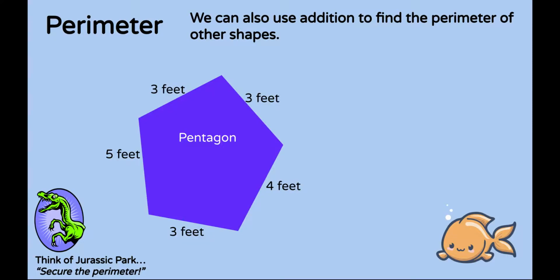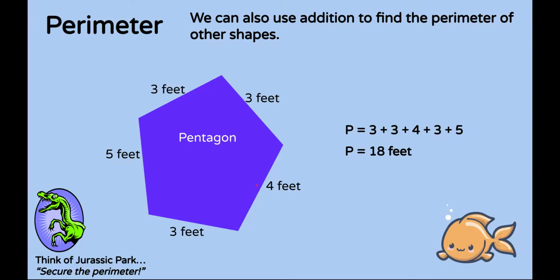All right, but we can also find the perimeter of other shapes. This is a pentagon. I know that because it has 5 sides. So I'm going to figure out the perimeter of this shape, and then you're going to do the next one. I like to write an equation. So I wrote this equation. I have 3 plus 3 plus 4 plus 3 plus 5. I started with the top and went around.